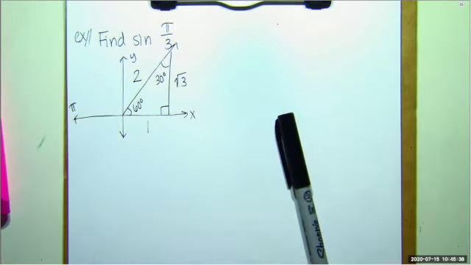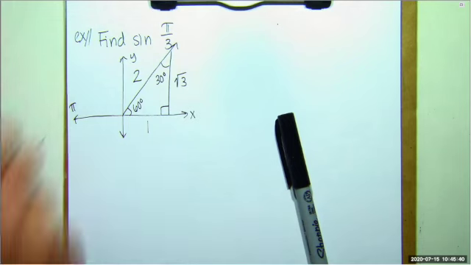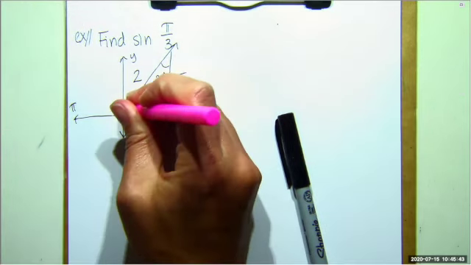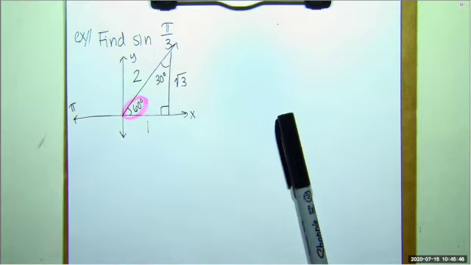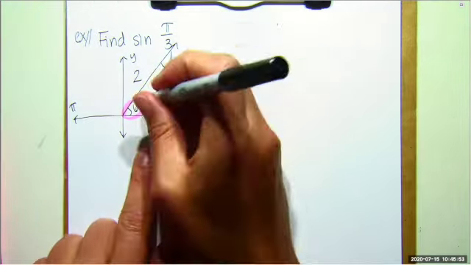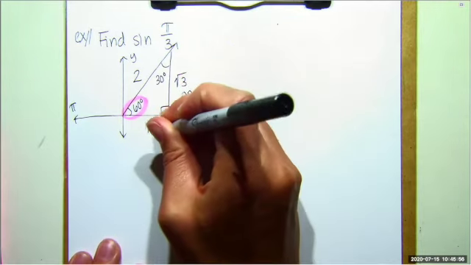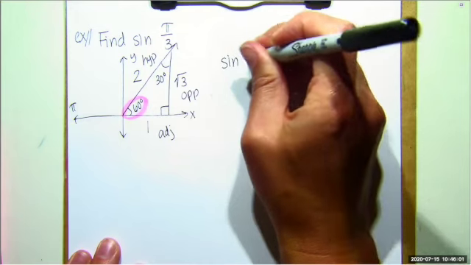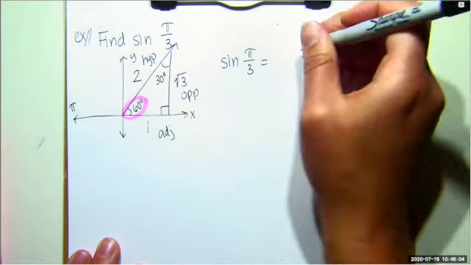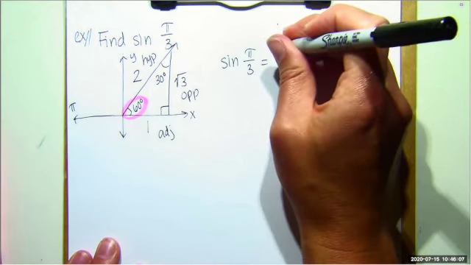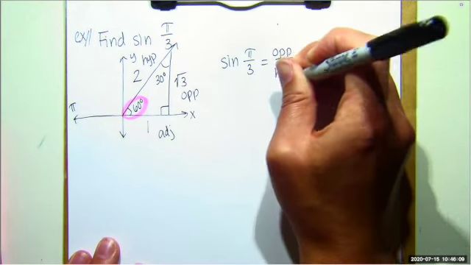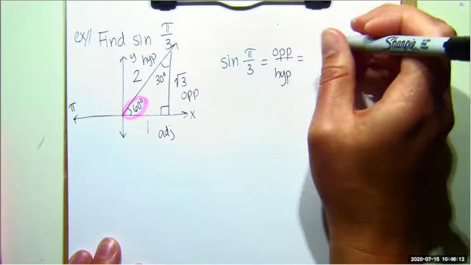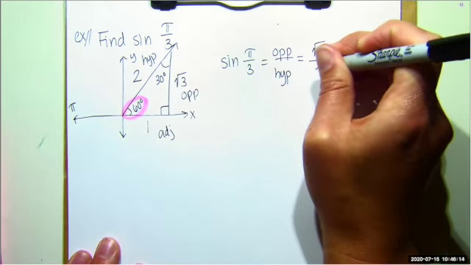Next step is to circle our angle of reference. Our angle of reference is always the angle inside this reference triangle that hits the origin. So the angle inside the triangle that hits the origin. So based on this, we have opposite, adjacent, hypotenuse. Okay, so sine of pi over 3, we think SOHCAHTOA, so tells us sine is opposite over hypotenuse. Okay, so our opposite here is square root 3, hypotenuse is 2.